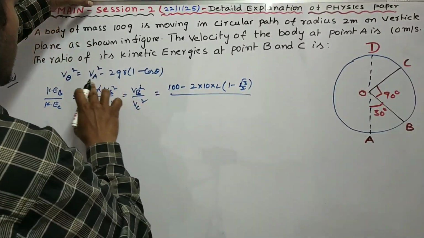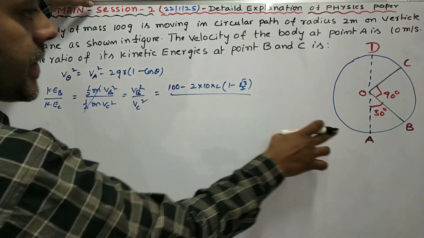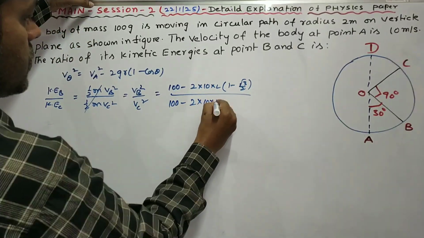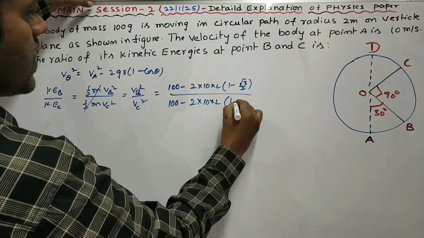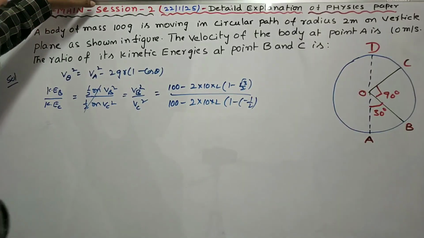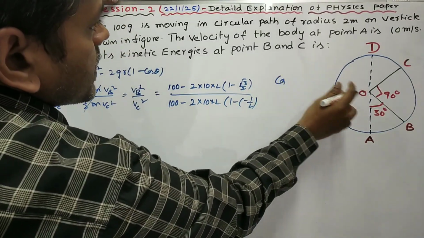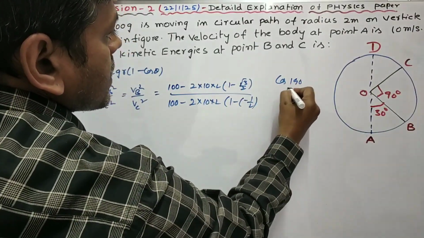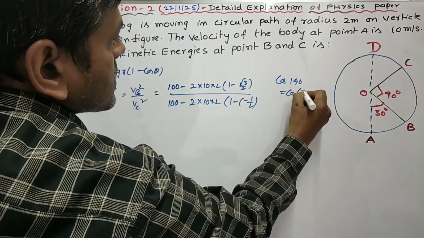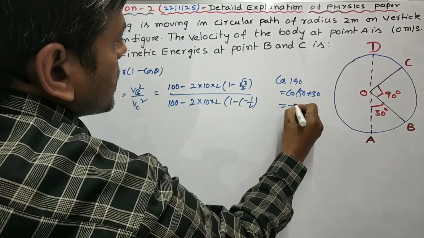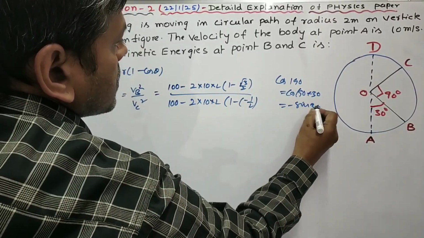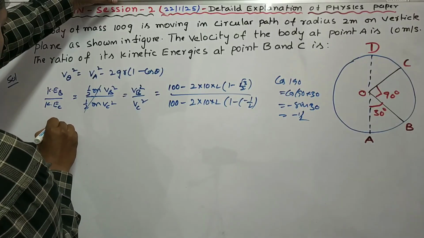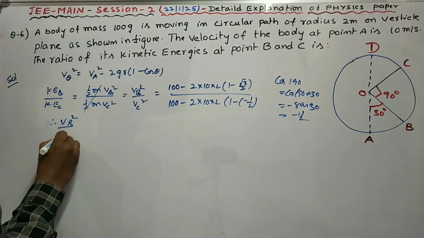Similarly velocity at point C, that means velocity at point A whole square, that means what? 100 minus 2 into 10 into 2 into 1 minus cos 120, because point C makes an angle 30 plus 90. What is that? Cos 120 is equal to what? Cos 90 plus 30, which is equal to what? Minus sin 30. So which is equal to what? Minus 1 by 2.